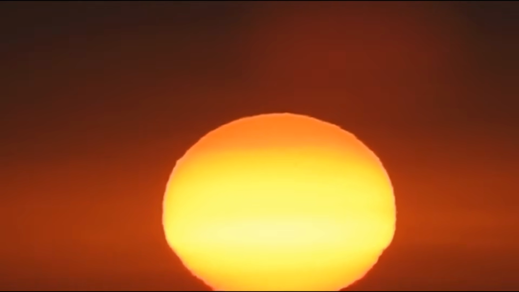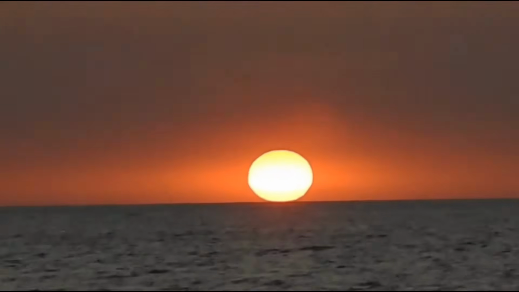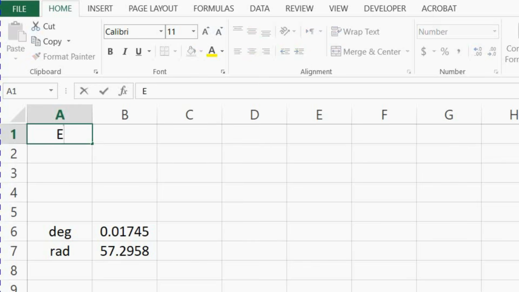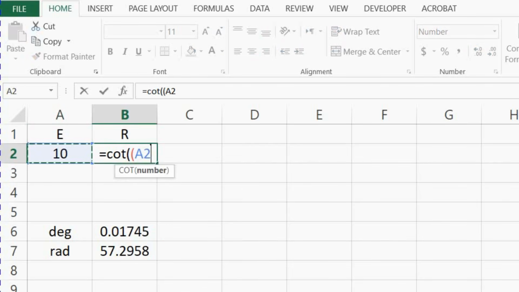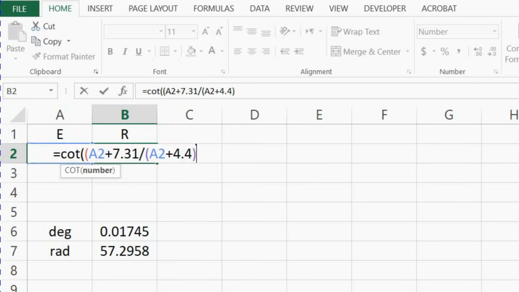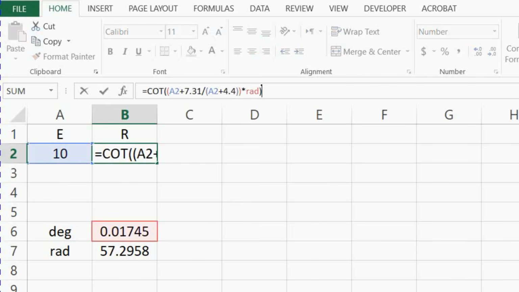This is why the sun appears slightly above the horizon, even when it has already set. And there are multiple formulas to calculate the atmospheric refraction. One of the most widely used equations is cot, which is the inverse of tan, of (E + 7.31 / (E + 4.4)), and E is the altitude angle of the object in the sky above the horizon measured in degrees. The result of this equation is in arc minutes, so we need to divide by 60 to convert to degrees.